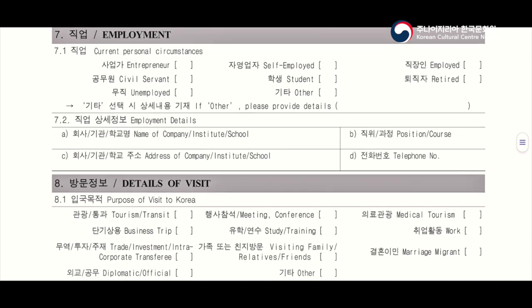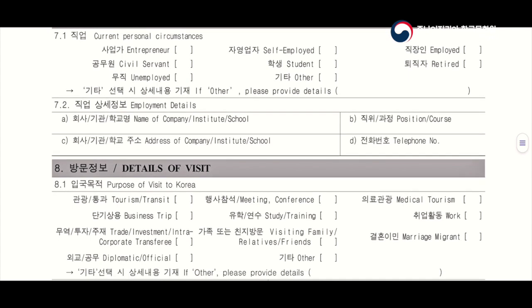So the next step is the details of visits, which is the purpose of visiting South Korea. Are you going for tourism? Are you going for a meeting or conference? Are you going for medical tourism? Are you going for a business trip? Are you going to study or for Korean language training? Are you going to work in South Korea? Are you going to visit family?